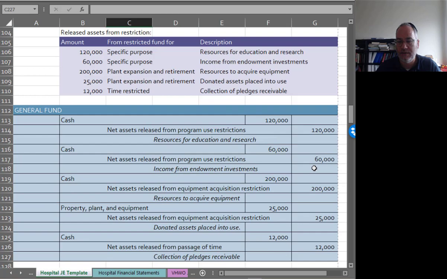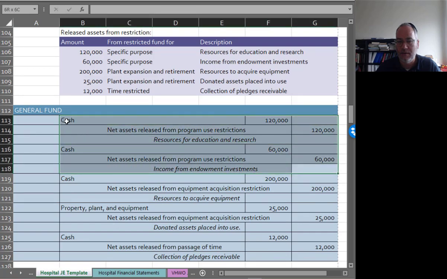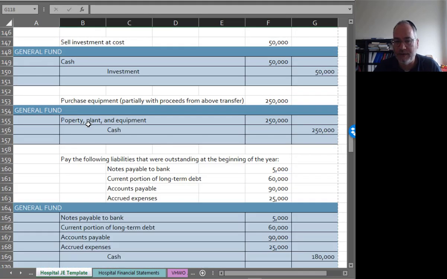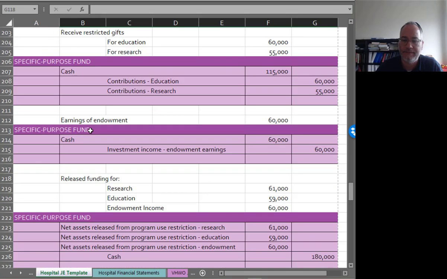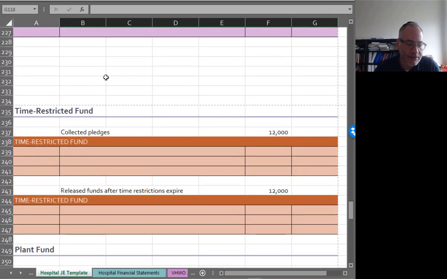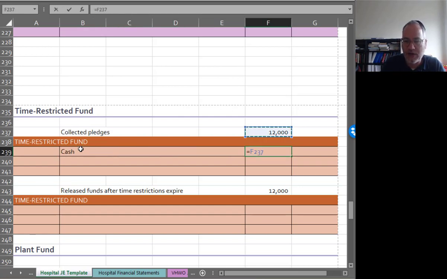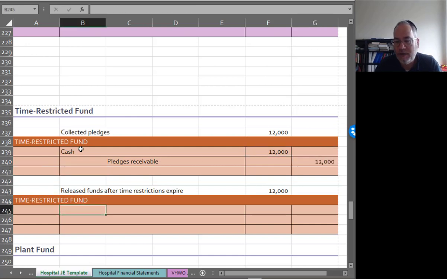And then we saw up above where we took that money. Here it is. Into the general fund. Now we got a time restricted fund. And again, this is a net assets with donor restrictions. And I'm going to collect pledges that were owed of $12,000. These are time restricted until we collect them. And credit pledges receivable, $12,000. And then we release the fund.